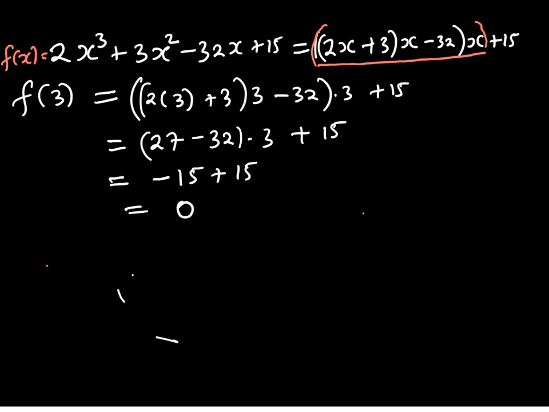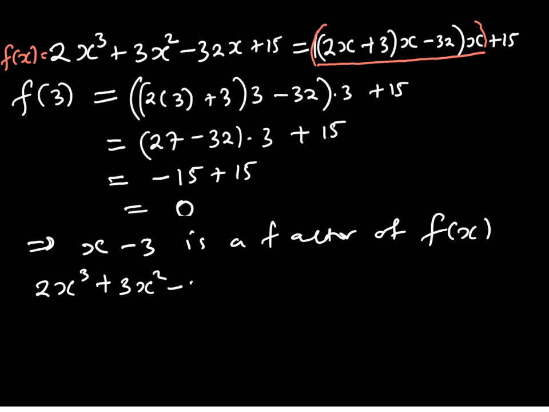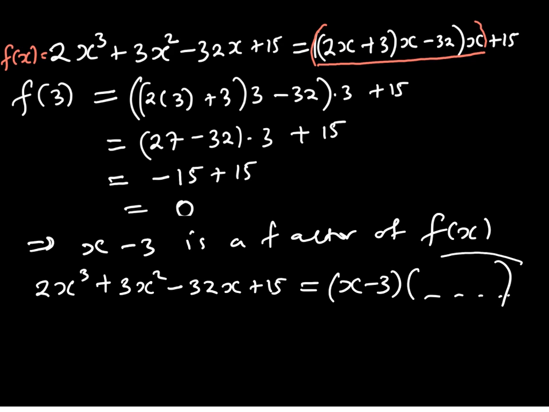And therefore, what does that mean? Okay, this means that x minus 3 is a factor of f of x, and to factorize 2x cubed plus 3x squared minus 32x plus 15, we want to write this as x minus 3 into something, and whatever will be inside this bracket should come from long division. So let's go to long division.